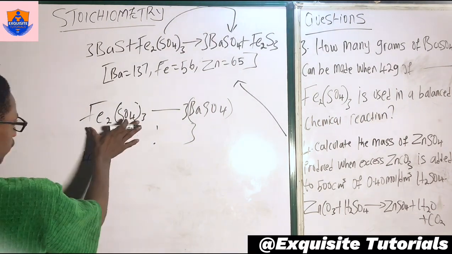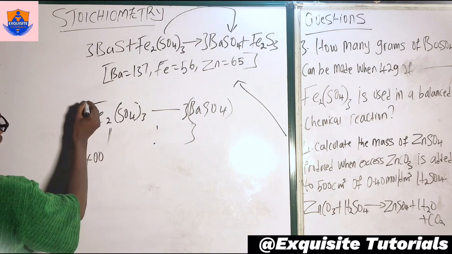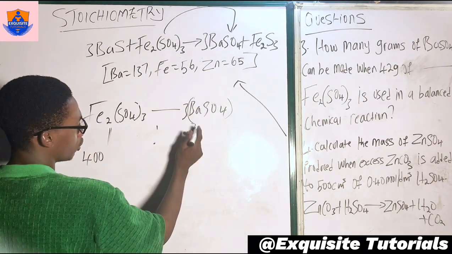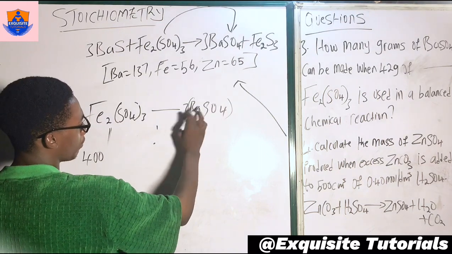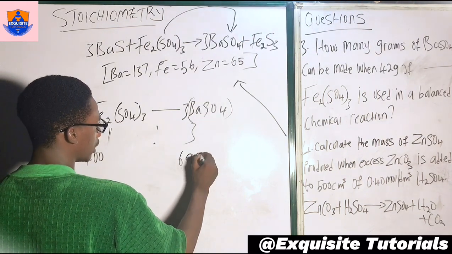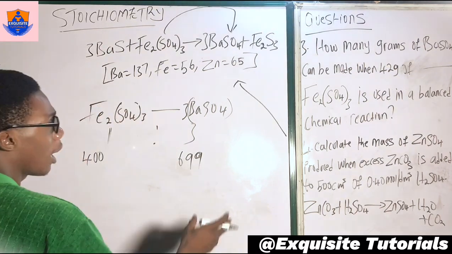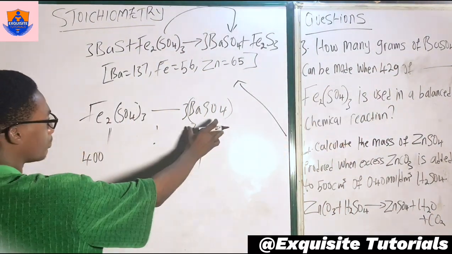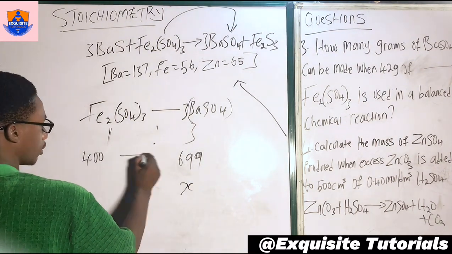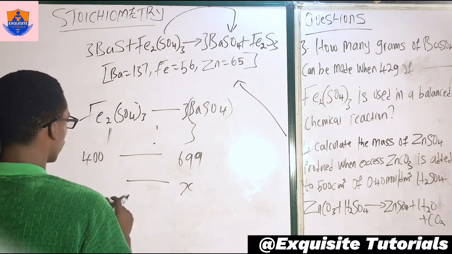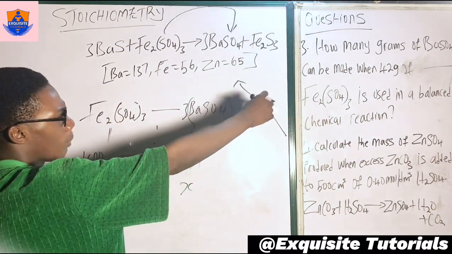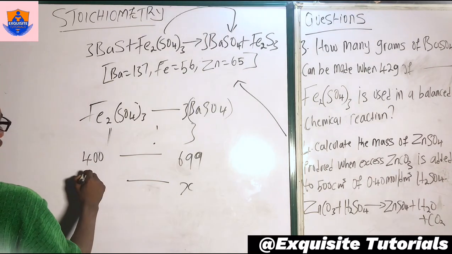Actually, why here was 400 is because the mole of this compound is 1, so 400 times 1 will give us 400. But here the mole of this compound is 3, so anything you have, you multiply it by 3. That's what we have, 699. Now they said how many grams of barium sulfate. So where's barium sulfate? We have it to be here. Barium sulfate is X. They gave us how many grams of barium sulfate can be made when 42 grams of this is used. So we have 42.